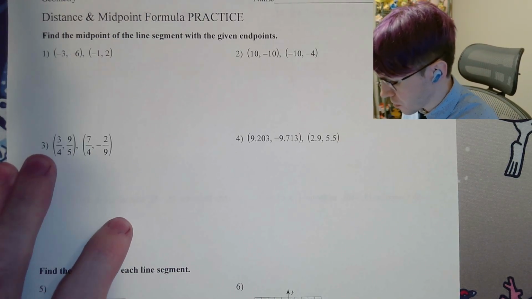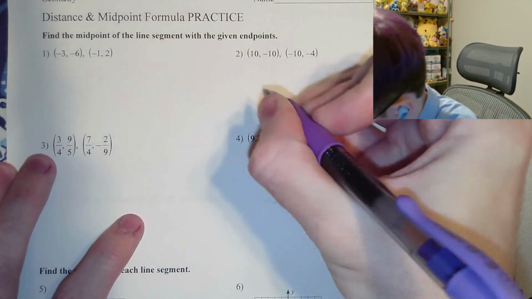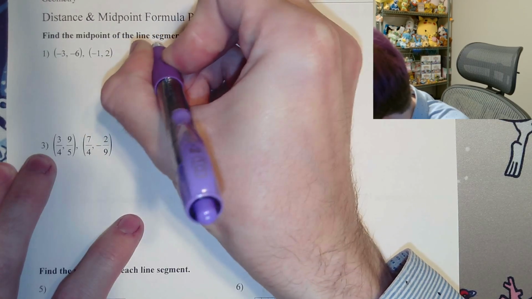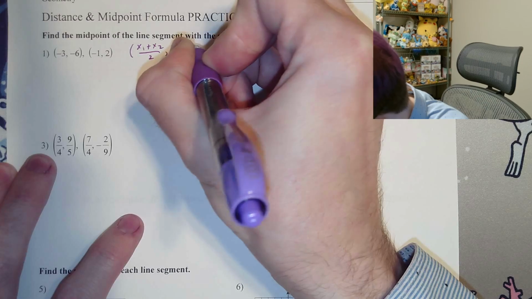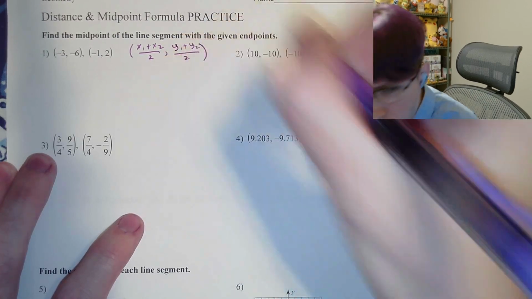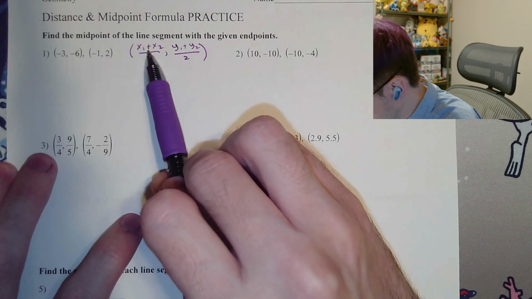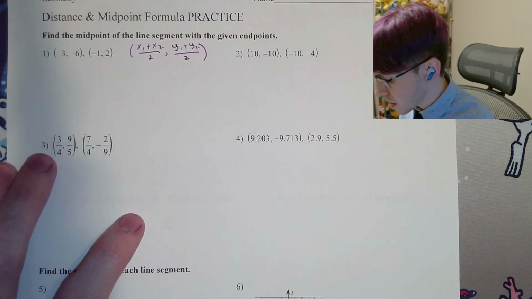So distance and midpoint formula practice, our midpoint formula. First of all, the midpoint formula is going to be x1 plus x2 divided by 2, y1 plus y2 divided by 2. And in terms of what this means, it just means the first x value added to the second x value and divided by 2. Let's do that nice and slow.